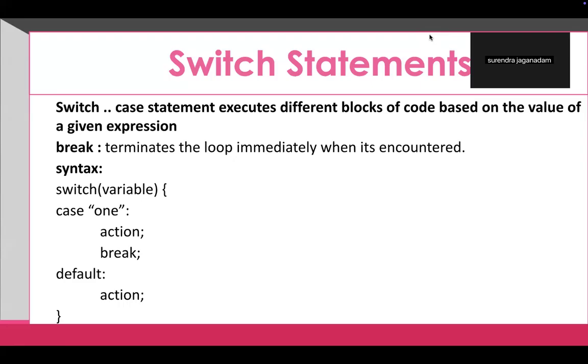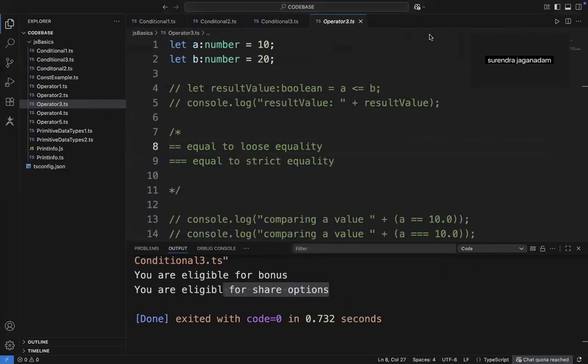Consider a day. If the day value is Monday, execute this piece of code. If the day value is Tuesday, execute this piece of code. If the day value is Wednesday, then execute this piece of code. So for a single variable, if there are multiple sets of values, in order to handle that, we will be using this switch.